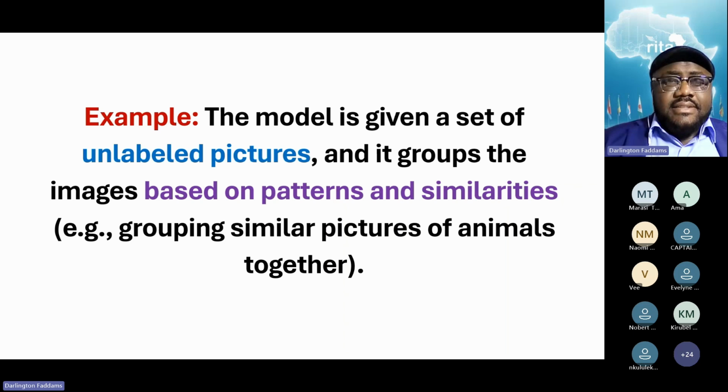An example is this. We have a model that is given a set of unlabeled pictures. Okay. The model never knows what these pictures are.